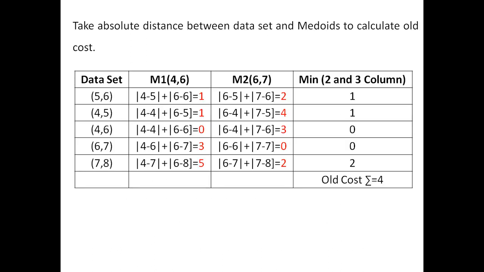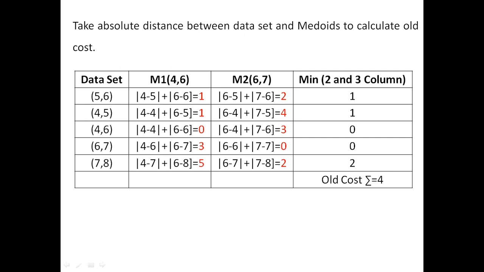Now this is a table. Initially the points are there: (5, 6), (4, 5), (4, 6), (6, 7) and (7, 8). This is the first Medoid (4, 6) and the second Medoid (6, 7). We are taking the absolute difference between the x coordinates of M1 and the x coordinates of the data set, and the y coordinates of M1 and the y coordinates of the data set. So for (5, 6), 4 minus 5 and 6 minus 6 is equal to 1. Similarly with (6, 7): 6 minus 5 and 7 minus 6, which is equal to 2.